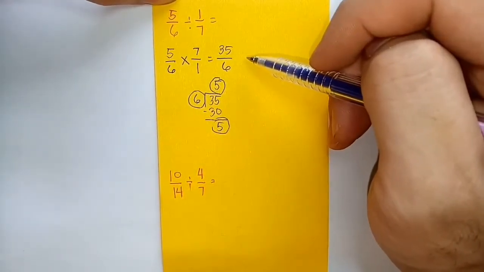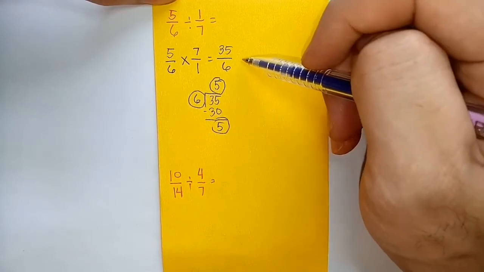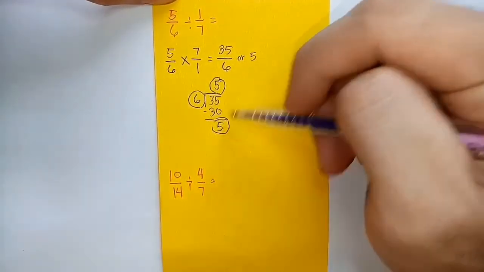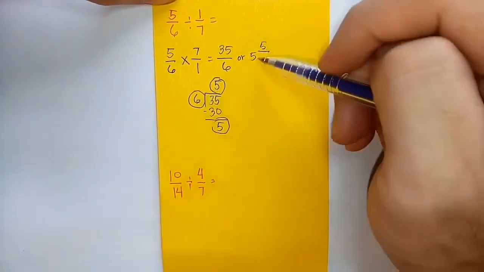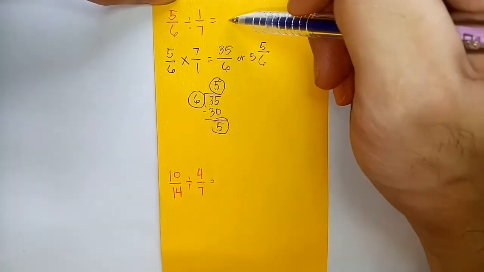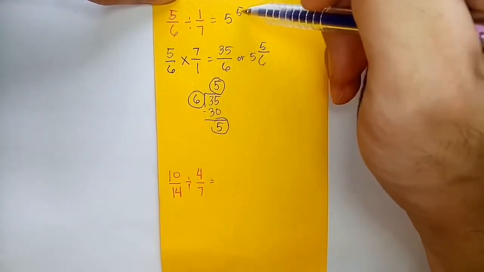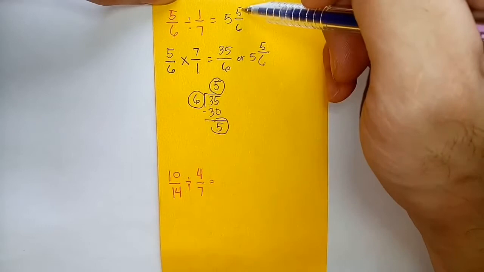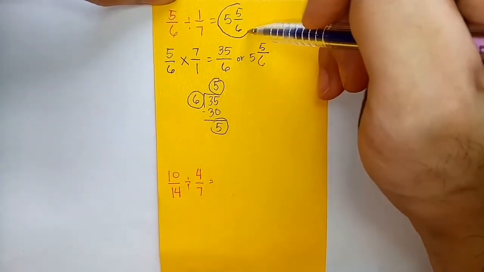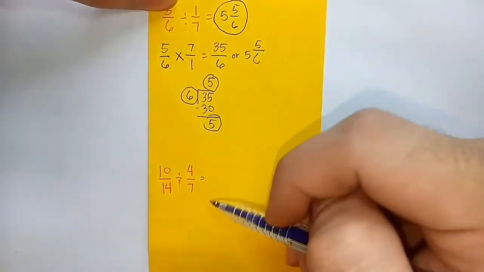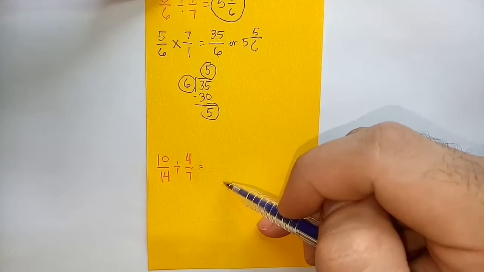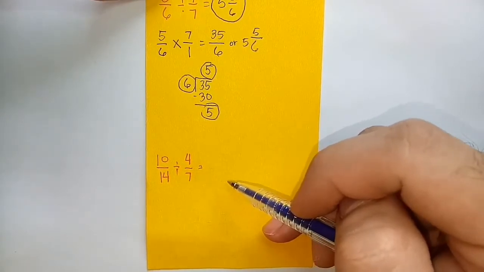At ito, yung mga gagamitin natin sa pag-form ng mixed fraction. Ano na yung magiging mixed fraction? Okay, siya na ay magiging 5 and 5 over 6. So, ang sagot sa 5 over 6 divided by 1 over 7 ay 5 and 5 over 6. Pwede pa ba itong i-lowest term? Hindi na. So, this is now the answer. Now, let's have this example. 10 over 14 divided by 4 over 7.